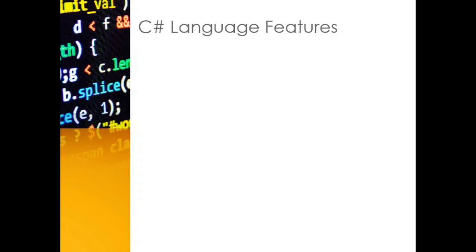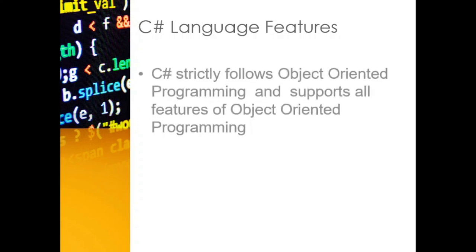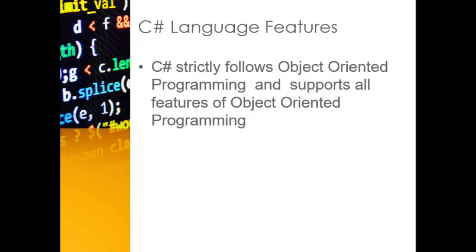If we start with C Sharp, what are the language features of C Sharp? C Sharp strictly follows object-oriented programming and supports all features of object-oriented programming. There are four main features: abstraction, encapsulation, inheritance and polymorphism. Also, it is a strongly typed language. Now, what does a strongly typed language mean?